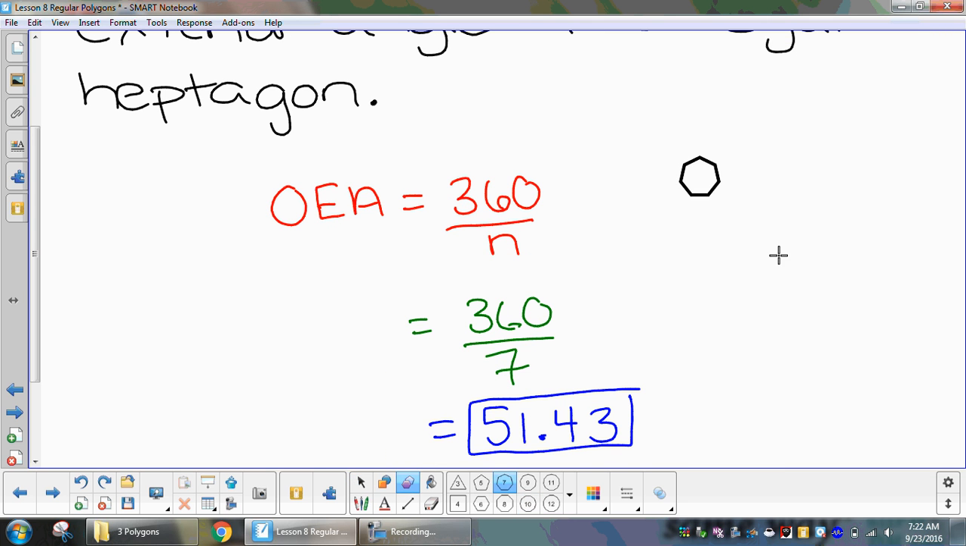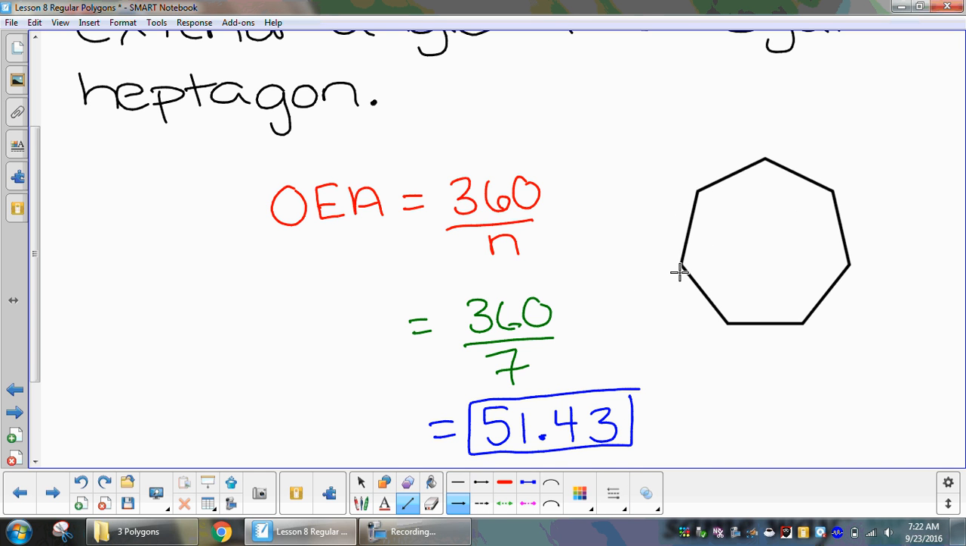So again, I'll show you our heptagon, and if I quickly draw my exterior angle, that's going to be 51.3 or 51.43, and then it's supplementary because it's a linear pair with the interior angle that we found earlier.